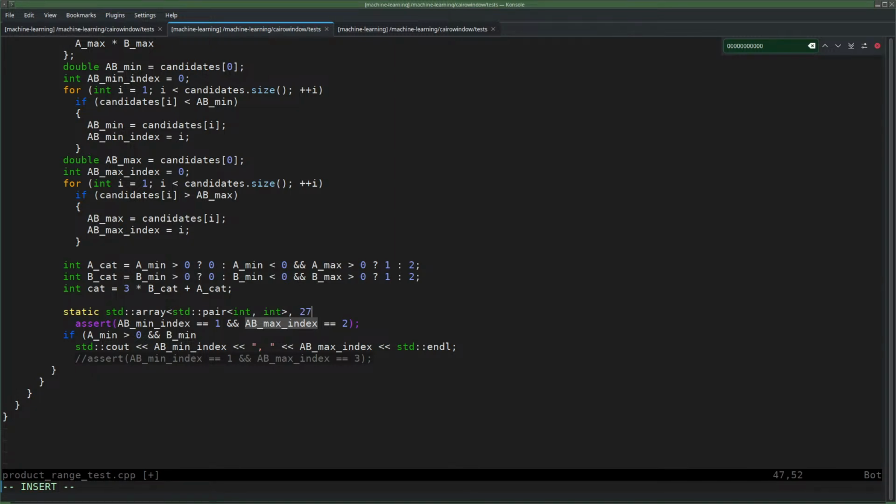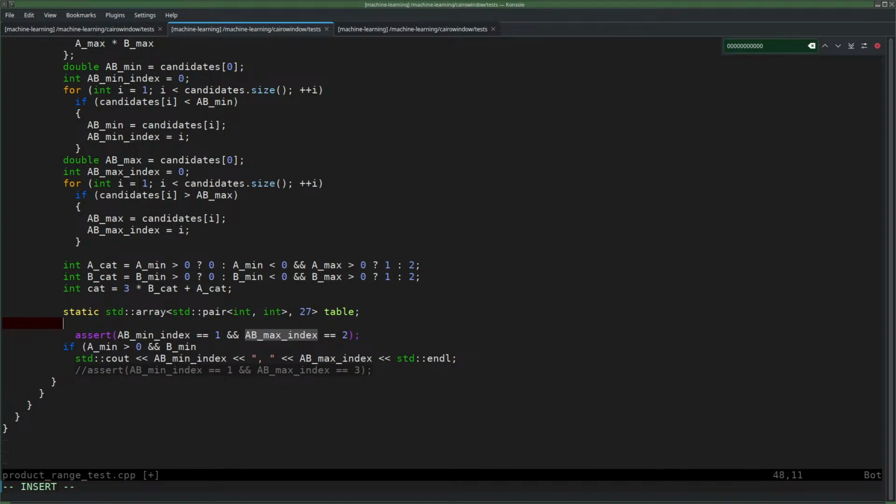27. Table. So we have 27 pairs of 2 ints, and since it's static, it's going to be filled with zeros. So if you fill something in and want to always see that it was filled in, then it must be filled in with something that is not 0, 0. Annoyingly enough.